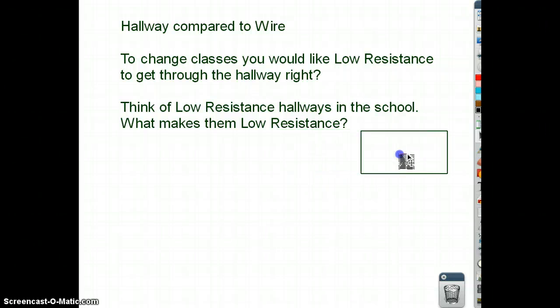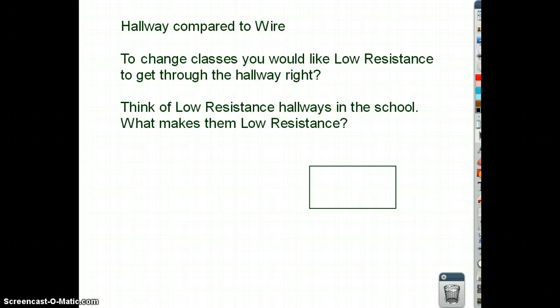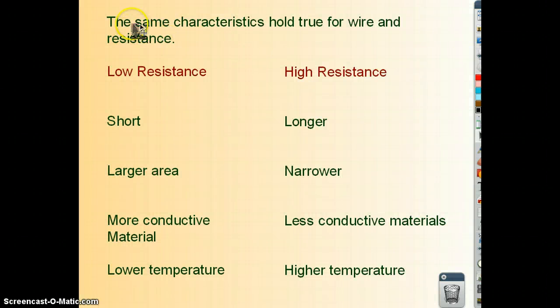What makes high resistance hallways? Let's turn the page. These same characteristics hold true for wires and resistance. So low resistance, a short piece of wire versus a long piece of the same wire. Low resistance, a wide, large area wire versus a narrow wire for high resistance. Low resistance, a very conductive material, a less conductive material for high resistance. At low temperatures, we have better conductivity than high temperatures.